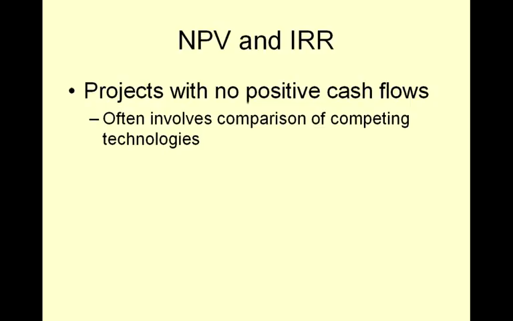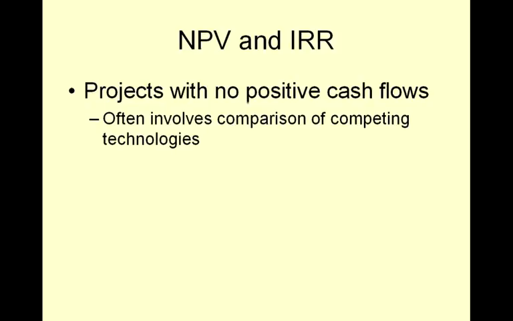Typically, the analysis involves comparing competing technologies or competing ways of producing your product, competing ways of marketing your product that really have nothing to do with generating new business, new cash inflows, new revenues. So what we're doing is comparing maybe, for example, one way of heating the building, which would involve renovation of a boiler, with another way of heating the building, which would involve purchasing a whole new boiler.